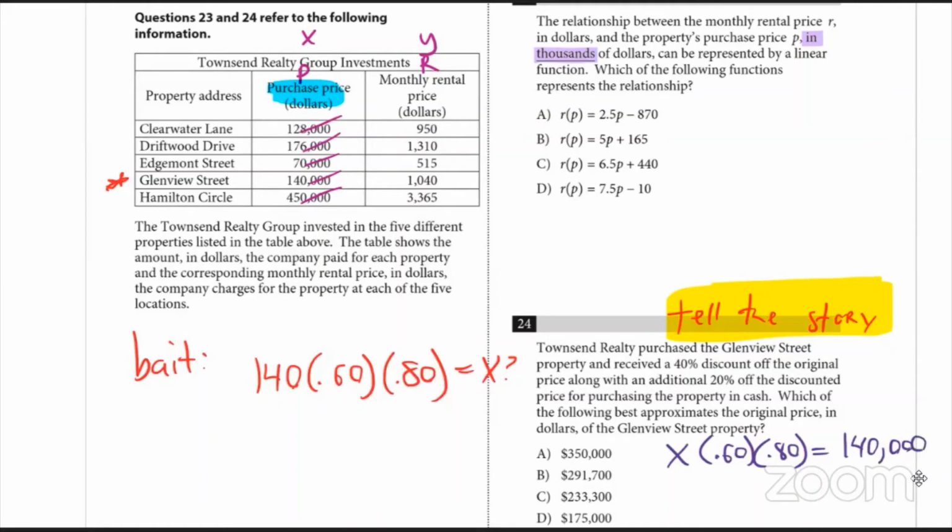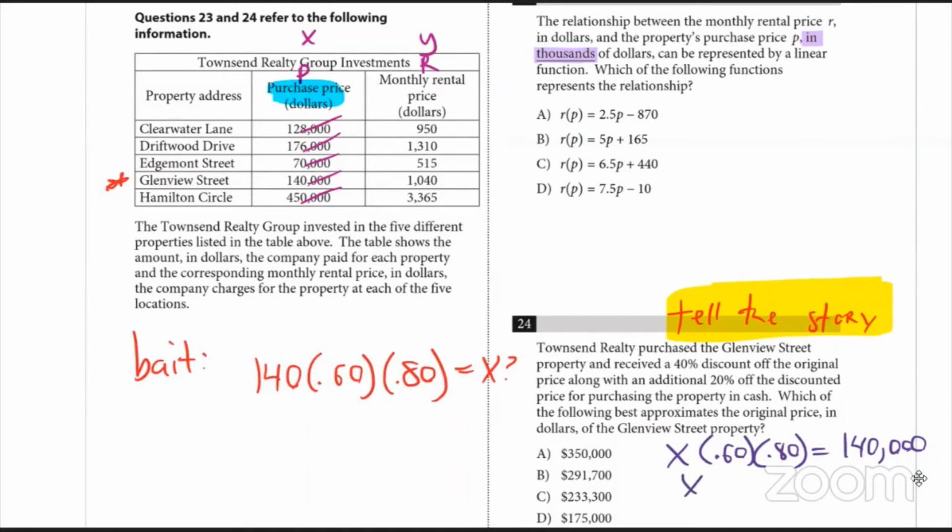140,000. So now I'm going to keep the 3 zeros on the 140,000 because even though the chart is in thousands, I need to actually figure out the actual amount of money because look at the answer choices. They're actually giving us the amount of money. It's not 350, which represents 350,000. They're actually giving us the real number.